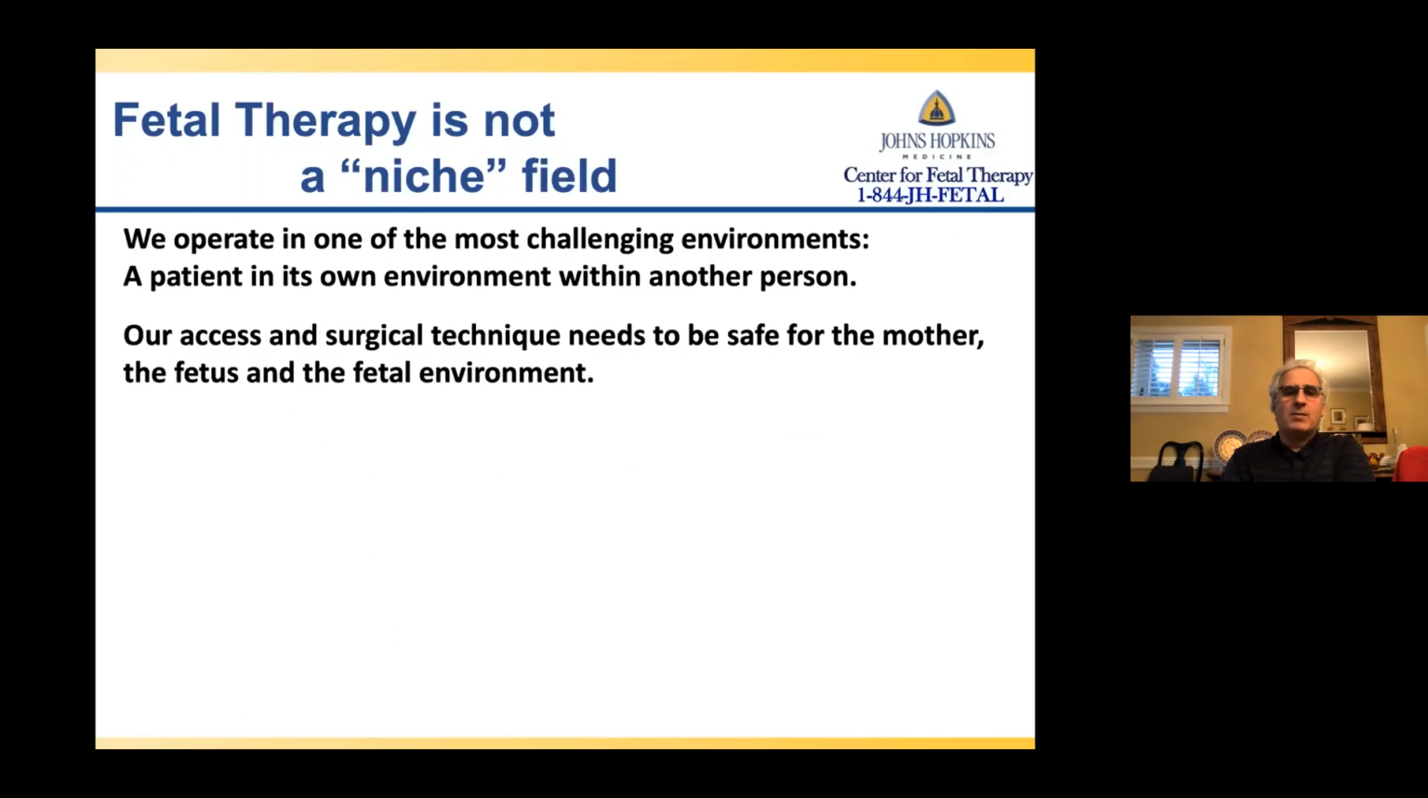Now, I've had countless discussions with medical companies about helping us with developing instruments, right? And they basically say, well, fetal therapy is a niche field. Well, I think that's actually a fairly short-sighted perspective, because if you think about it, as far as operative risk, we're operating in one of the most challenging environments. The patient is in its own environment within another person, and you need to keep all of these safe and have reproducible, safe surgical outcomes, right? And that sets the bar of what the equipment should be able to deliver really, really high.